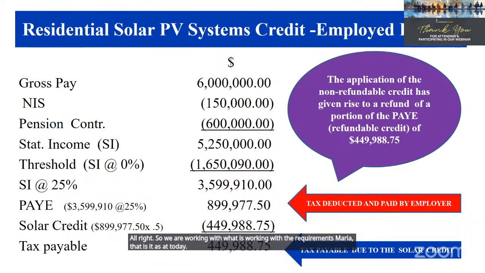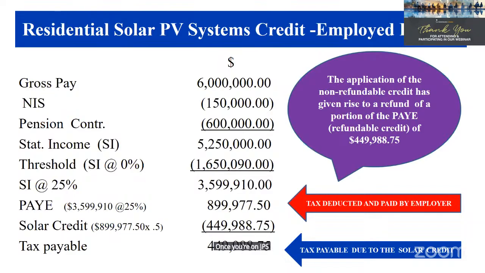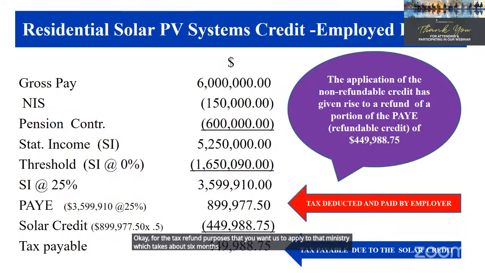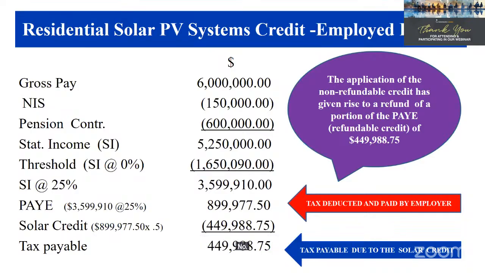Once you're on JPS's grid, then you are required to have the license. But that is what is required as at today. Okay, for the tax refund purposes that you want us to apply to that ministry, it takes about 6 months for them to get you the license. No, I was told it takes 4 to 6 weeks. Okay, well, they must have improved the time frame since then.